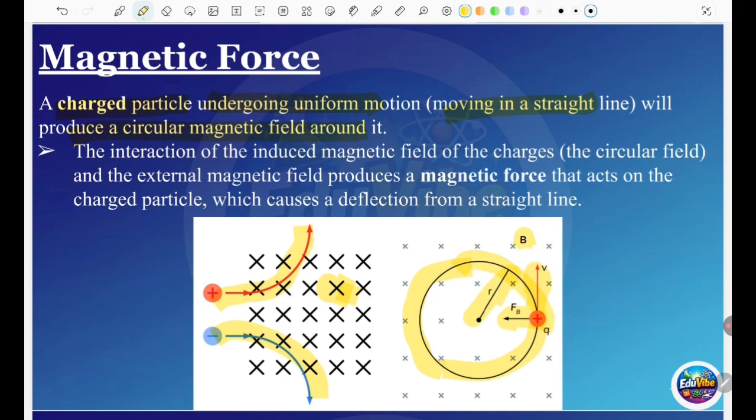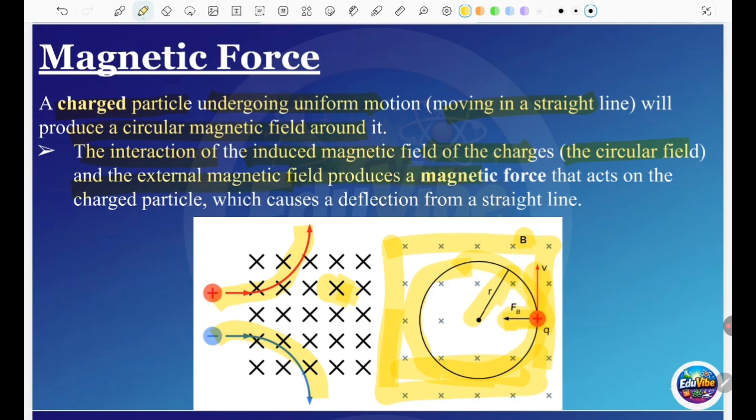These angles relate to the circular part, and the angles are used when we make the circular motion equation, which is not on the data sheet. We will discuss this later in this lesson too. The induced magnetic field of the charges is called a circular field, because in circular motion we get the magnetic field.